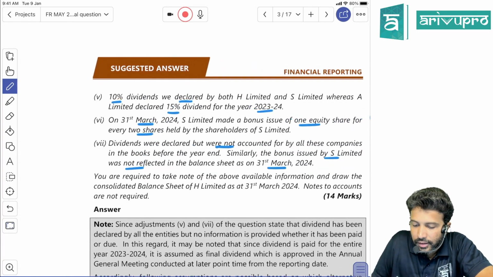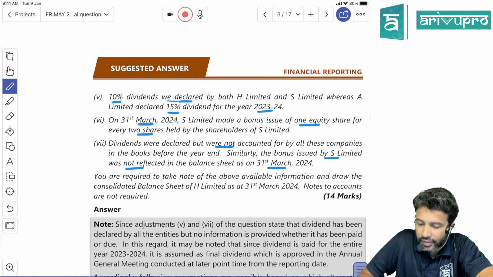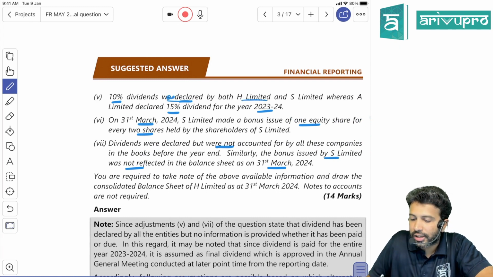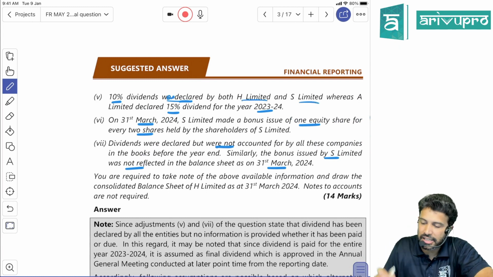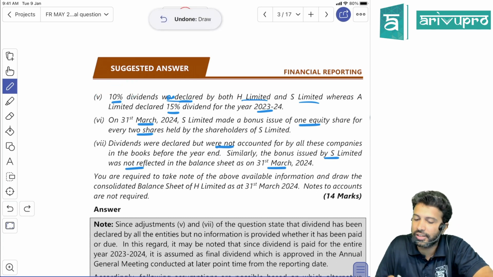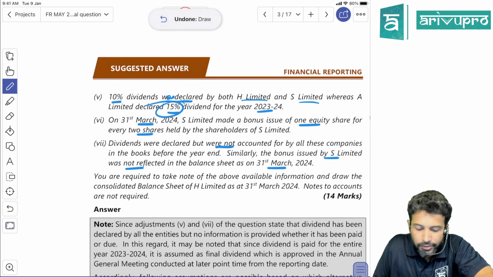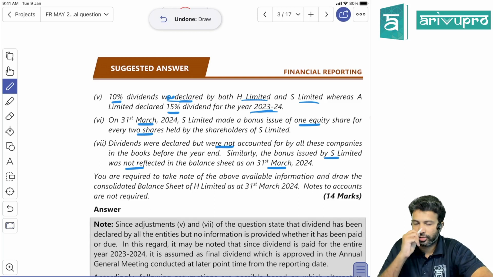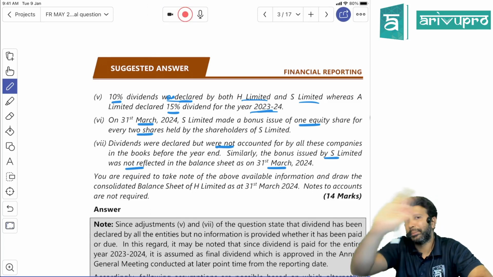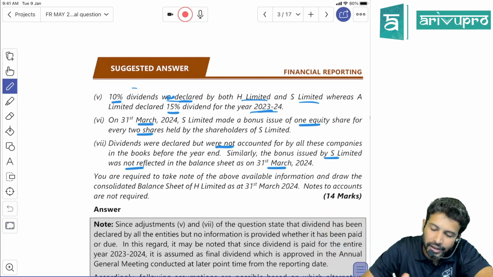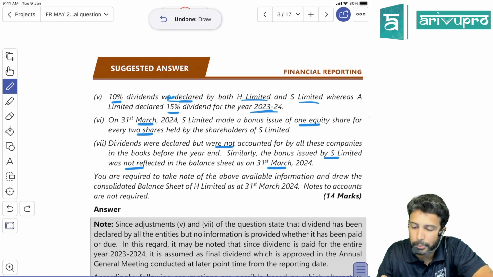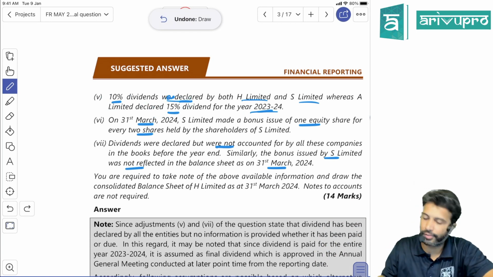10% declared. We declared. In fact, it should be declared by both H Limited and S Limited. The parent and subsidiary company, both of them have declared 10% dividend. A Limited declared 15% dividend for the current year. So associate has declared 15%. All the three companies have declared the dividend. Parent and subsidiary to the extent of 10%. Associate company to the extent of 15%.